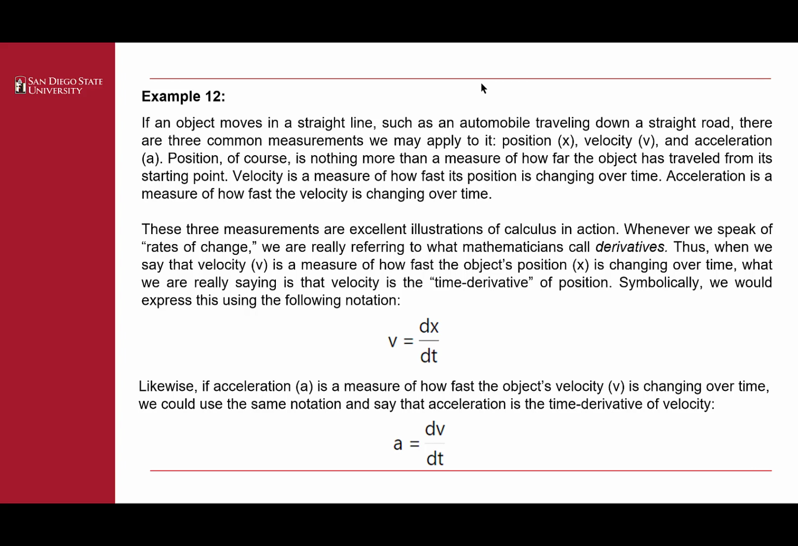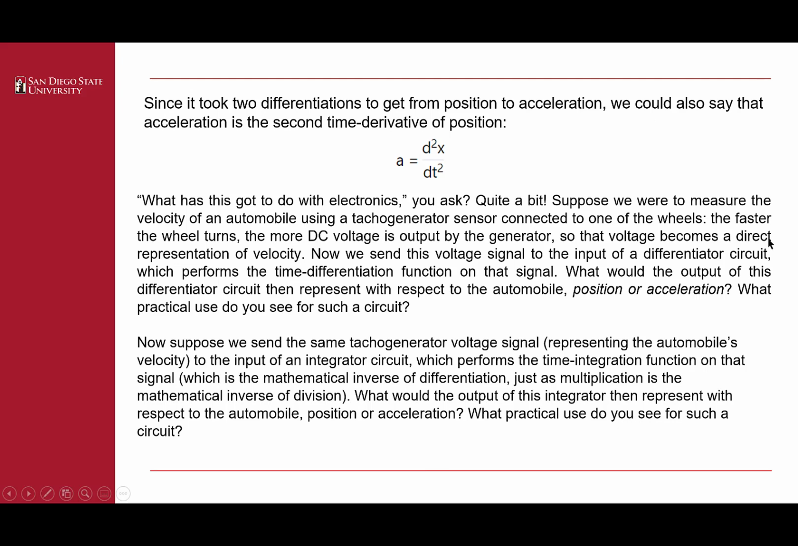Likewise, if acceleration a is a measure of how fast the object's velocity is changing over time, we could use the same notation and say that acceleration is a time derivative of velocity. So a = dv/dt. Since it took two differentiations to get from position to acceleration, we could also say that acceleration is the second time derivative of position: a = d²x/dt².